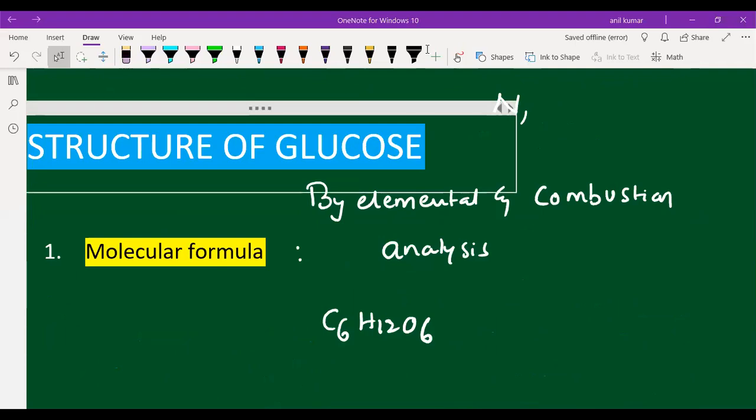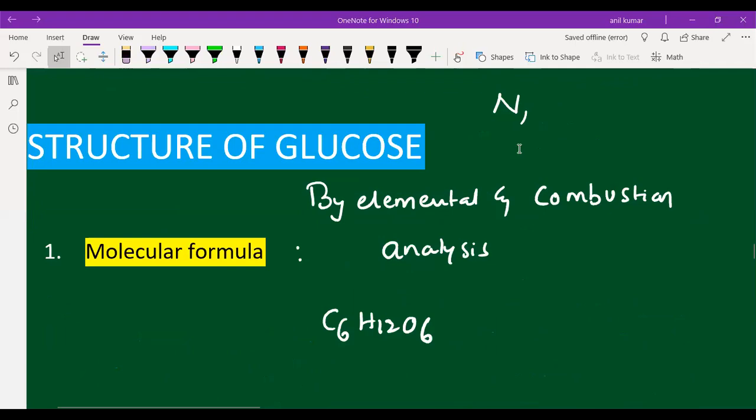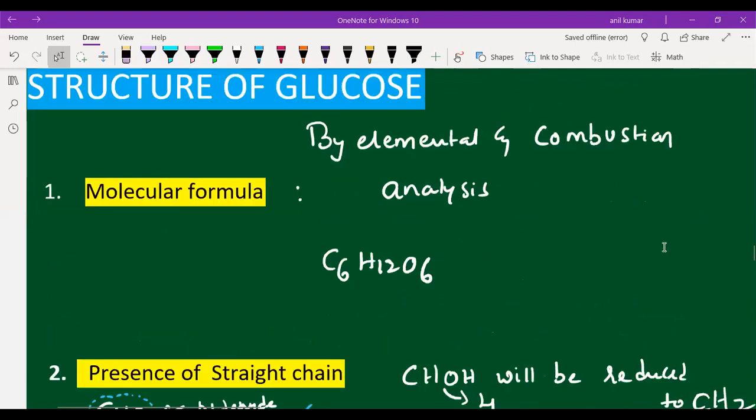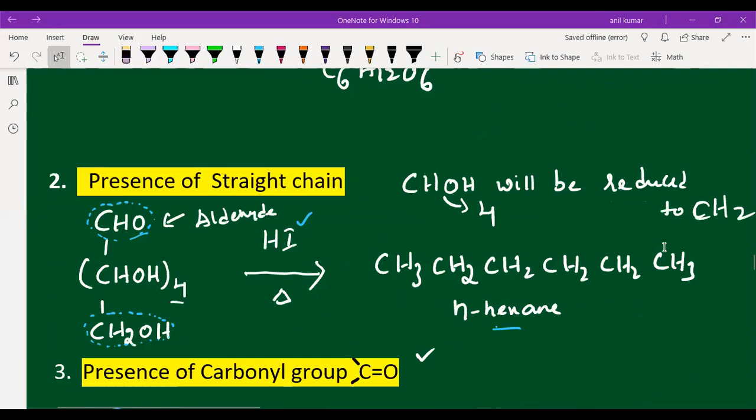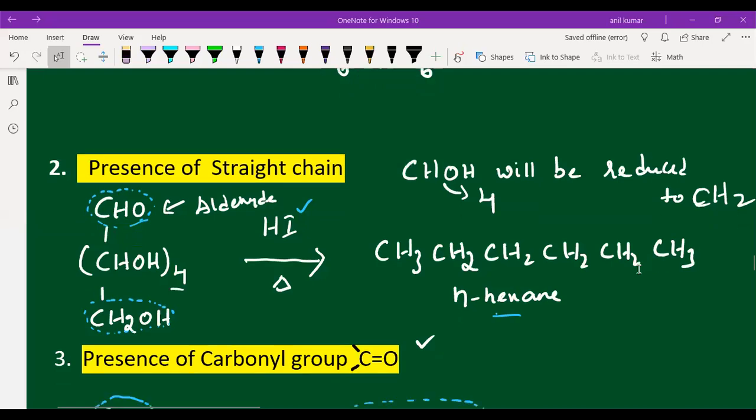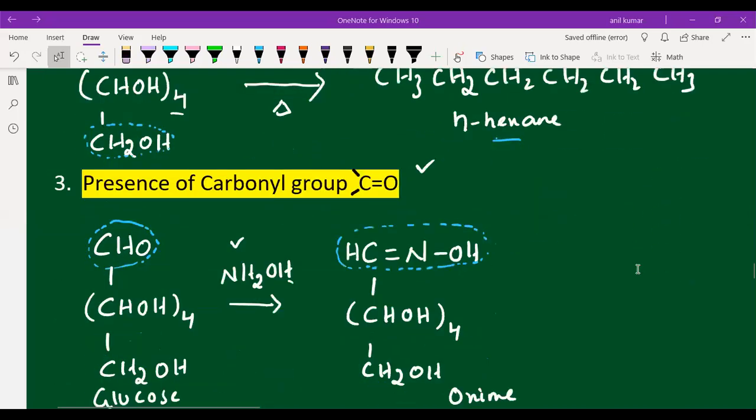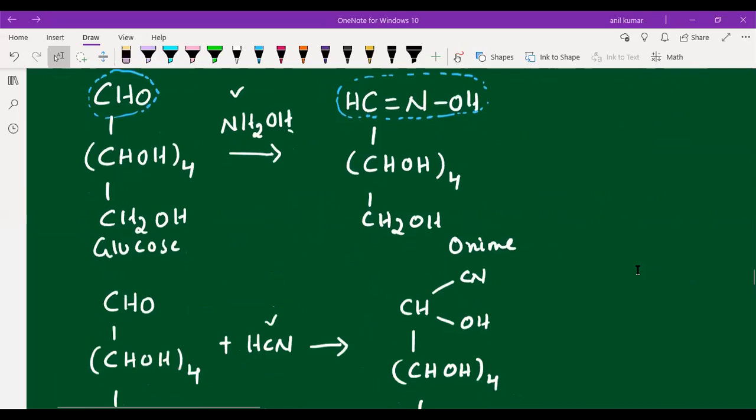Okay students, last class you might have studied the structure of glucose, and gone through the class notes. Molecular formula C6H12O6, and how we confirmed the structure of glucose: the presence of a straight chain, by reacting with hydrogen iodide. So we confirmed that glucose has a 6 carbon chain arranged in a linear fashion. The presence of a carbonyl group is confirmed by reaction with hydroxylamine as well as hydrogen cyanide.